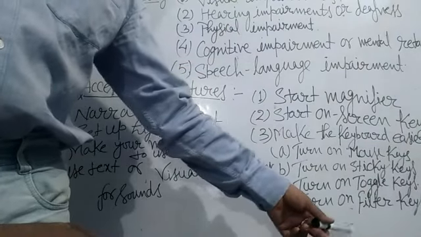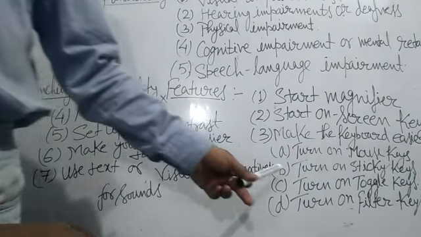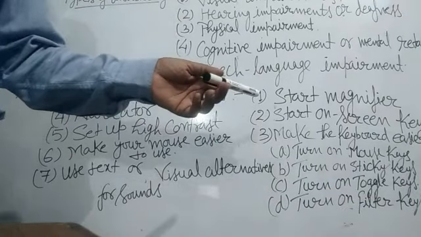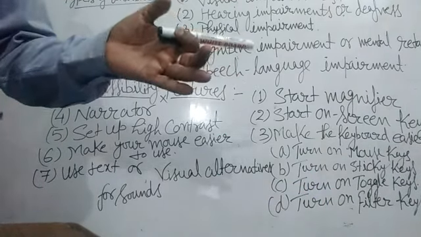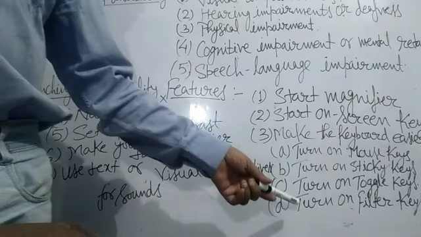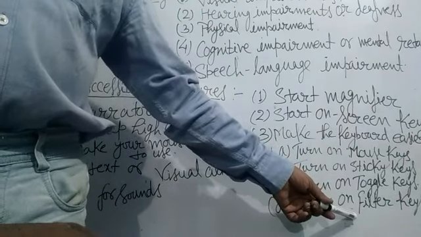Okay, now next is the filter key. What is the role of the filter key? See, this is the filter key. Filter key is an accessibility function that helps the keyboard ignore brief or repeated keystrokes, making typing easier for people with hand tremors. A person having a hand tremor can use the filter key.